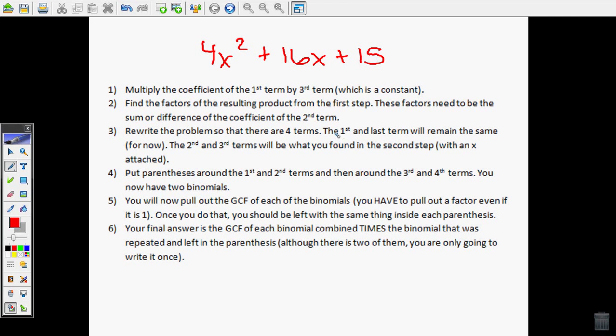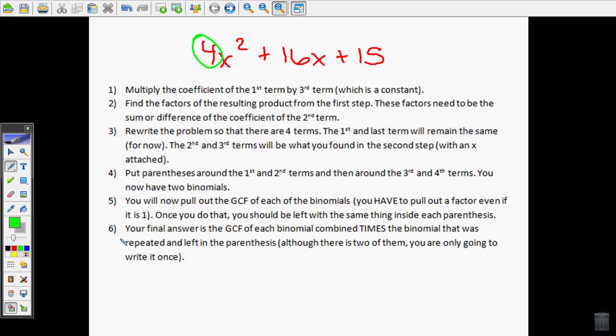Learned about how to factor quadratic functions when your a is something other than 1. Remember standard form quadratic functions, ax squared plus bx plus c. When your a is something other than 1, well, when this happens, it's a very lengthy process.